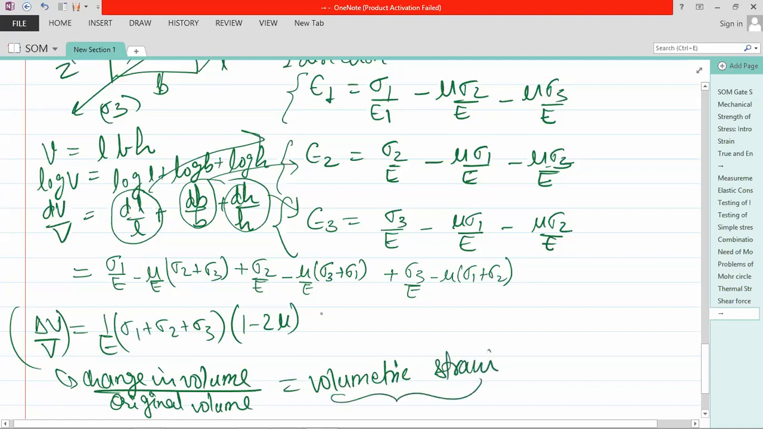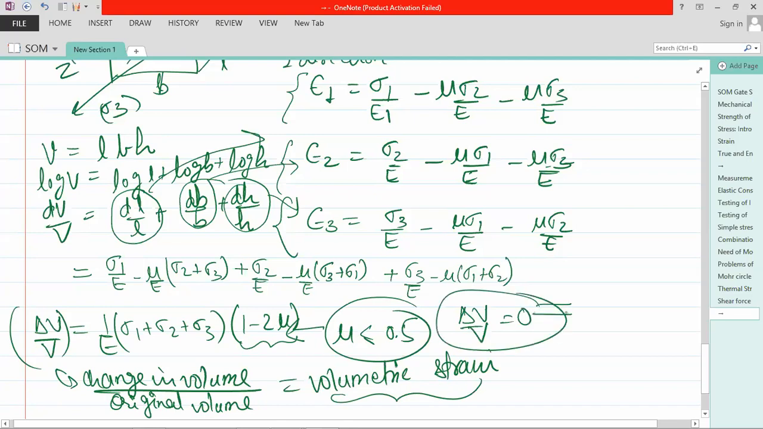Now apply the concept. I told you that mu should be less than or equal to 0.5. Apply mu is equal to 0.5. What will be the value? If you apply mu is equal to 0.5, then it will be 0. Then the volumetric strain would be 0, meaning the volume will not change on applying stress in all directions. Now this question came: how do you obtain zero volumetric strain? One condition can be mu equal to 0.5. If mu is equal to 0.5, you can get volumetric strain equal to 0.